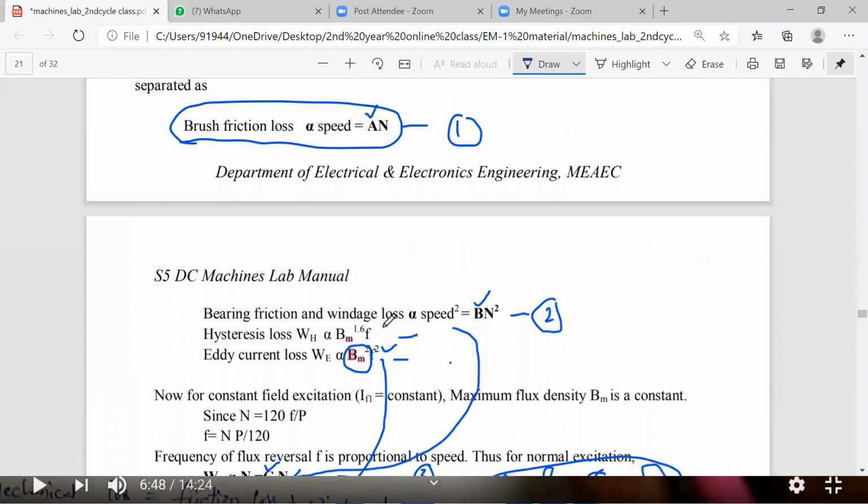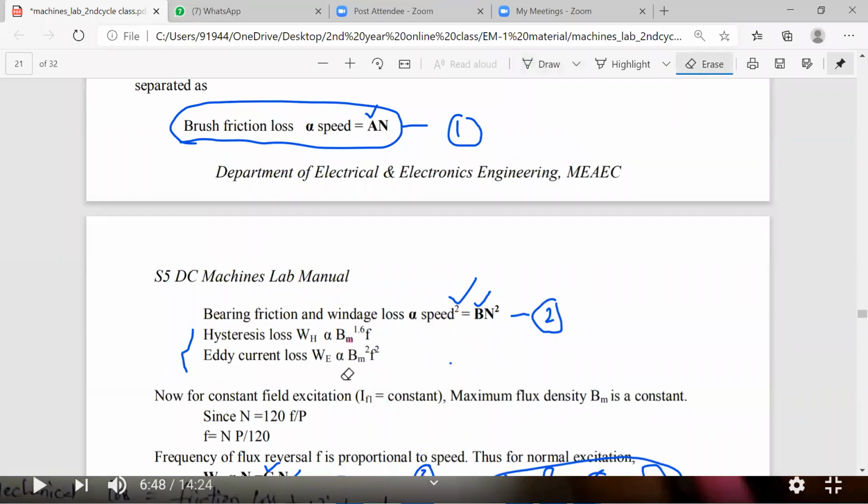Similarly, mechanical loss is proportional to speed square. If you remove the proportionality, it is B into N square. Then hysteresis losses and eddy current losses. We know these two Steinmetz formulas. Hysteresis loss is proportional to B maximum power 1.6 into f. Eddy current loss is proportional to B maximum square into f square.